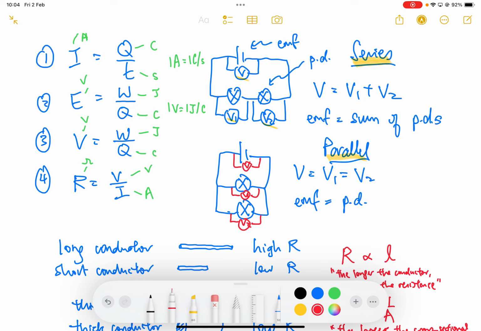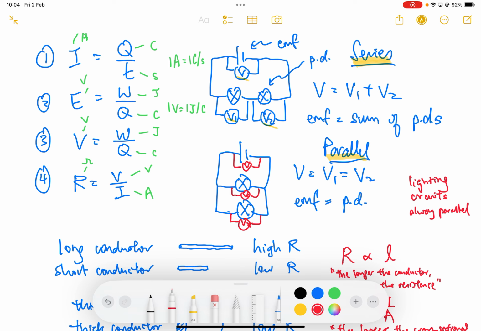And as we have said before, this is important for lighting circuits. Lighting circuits always use parallel. Why? Number one, if one bulb blows, the others are not affected.